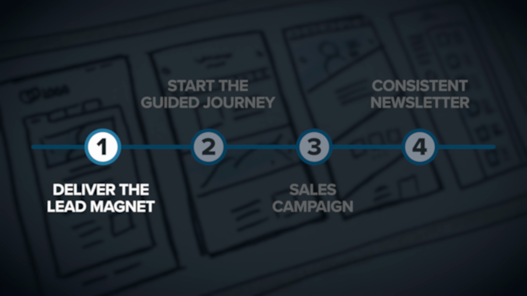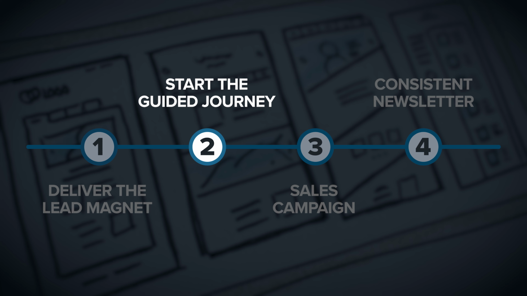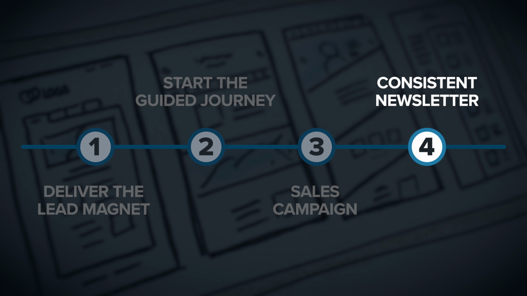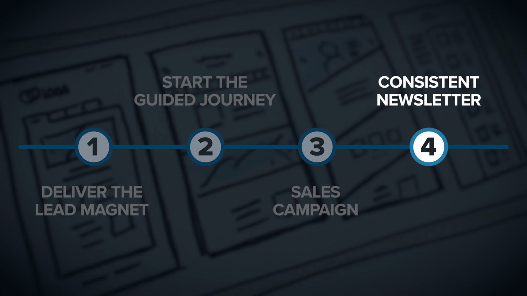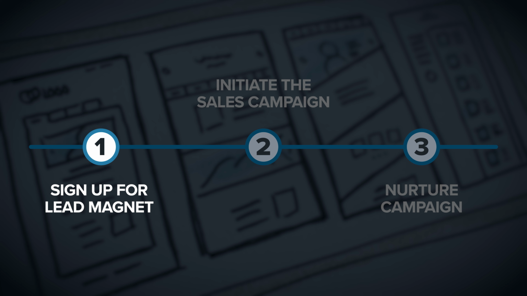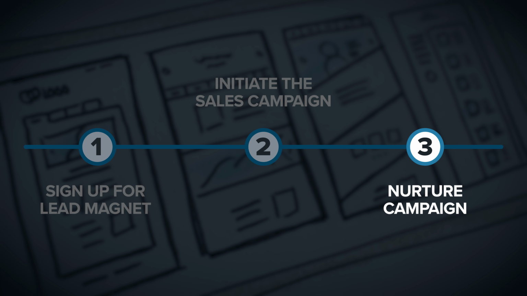Now, every business is different. There are no hard and fast rules here. In some cases, it might make sense to, for example, deliver the lead magnet and then start the guided journey portion for that lead magnet and then go into a sales campaign. And after that, go into more of a consistent newsletter format for an ongoing nurture campaign. The choice is ultimately yours, but oftentimes it's very useful to immediately after they sign up for your lead magnet, initiate the sales campaign before transitioning to more of a nurture campaign.